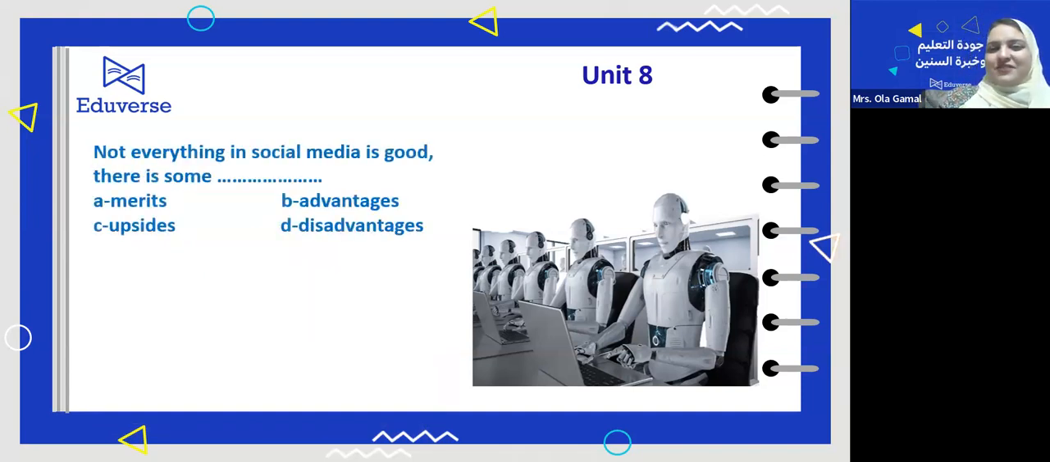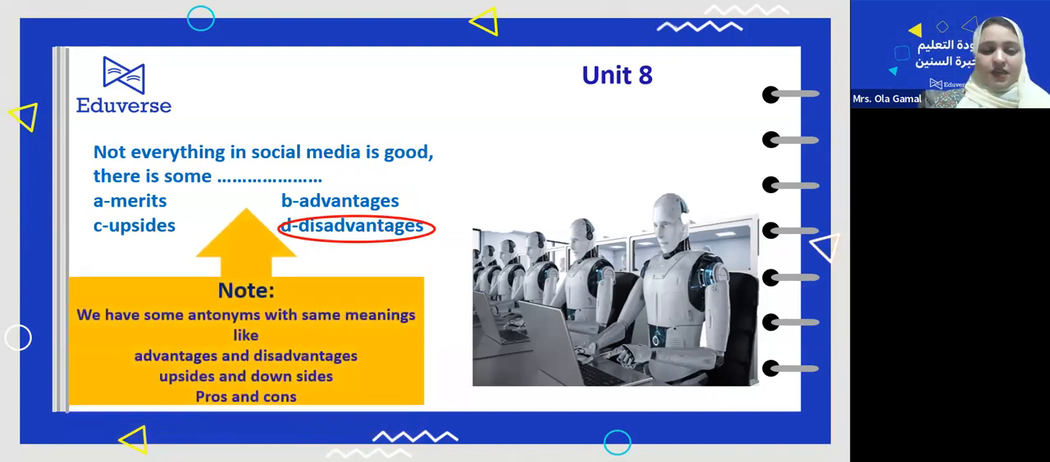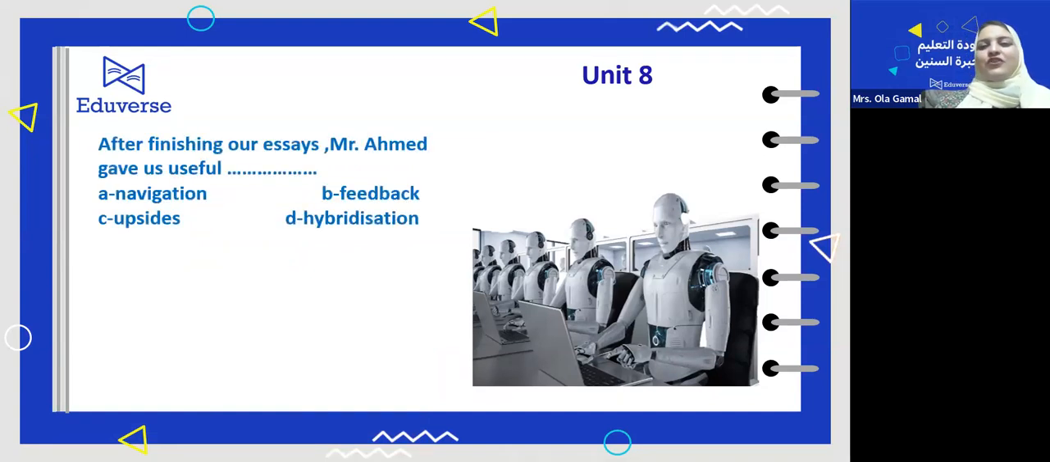We're going to move to the next question. Not everything in social media is true. There are some what? There are some disadvantages. We have some synonyms for advantages and disadvantages, like upsides and downsides, and pros and cons, and all of them mean good things and bad things. So write this in your notebook, as I told you. Take notes, don't forget.